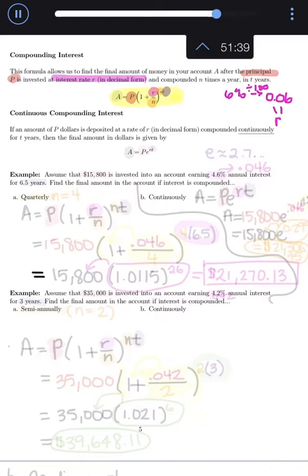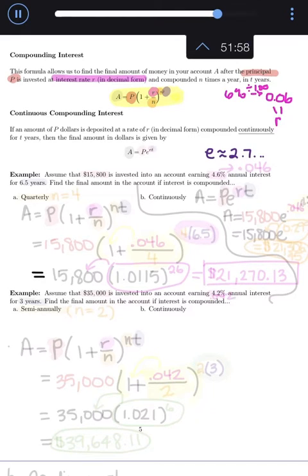The second formula is much simpler. It is A equals P e to the rt. And remember, e is just that exponential number. Remember, e is approximately 2.7. It's like the number pi. It keeps on going forever. There's an e button on your calculator that you can use.